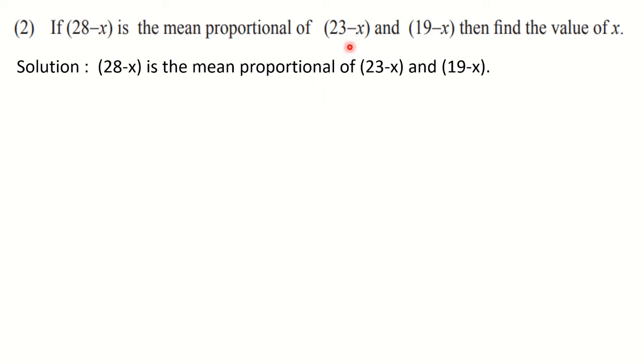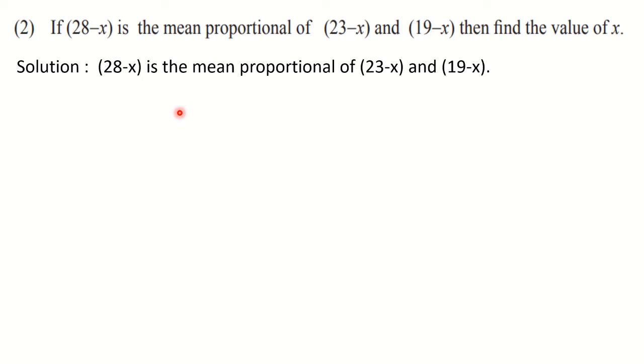So please take a note of that, that they have corrected the question. That means what they have done is 23 minus x is the mean proportional of 28 minus x and 19 minus x. So they have changed it. But in the textbook, if you see the answer, that answer and our answer is going to match, and no corrections are given as such. So we are taking the question as it is. All of you please take note of that. I am solving the question as it is, as given in the textbook. No change I am making. So 28 minus x is the mean proportional of 23 minus x and 19 minus x.